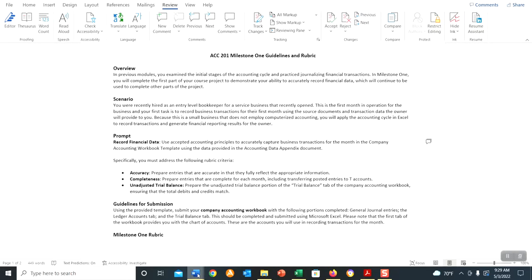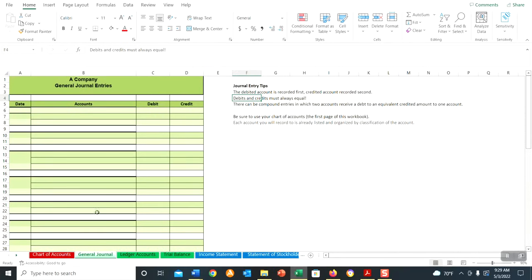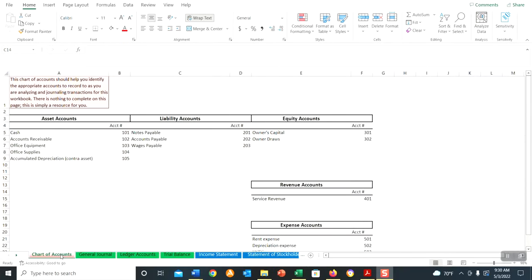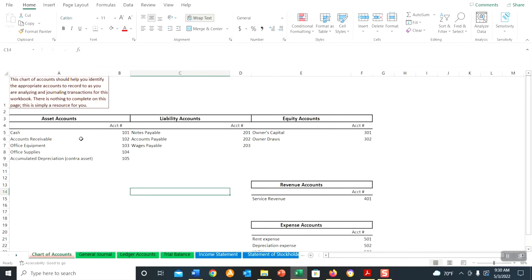Our next step is going to be taking a look at that accounting data index. This accounting data index is going to give you all of the transactions for the month that you're required to record for this project. As we look at the accounting workbook for the project, I want to encourage you to be sure you take a moment to review the chart of accounts. That's the first tab in your workbook. This chart of accounts will be particularly useful, as it gives you a listing of each account that you will use in recording transactions for the project. Narrowing down the different account options is going to help you identify the affected accounts for each transaction.